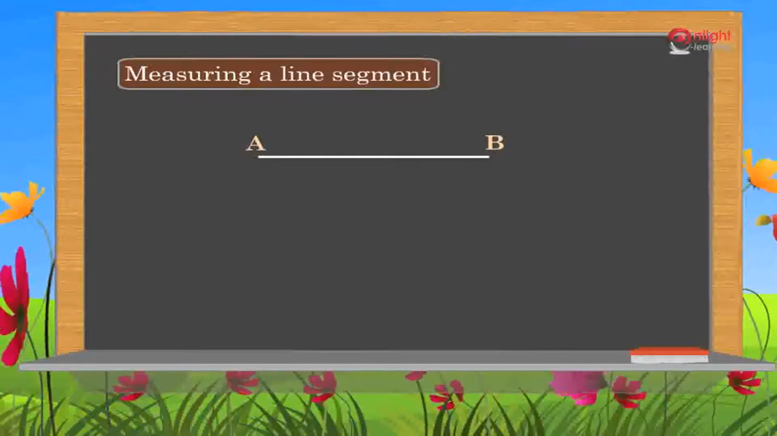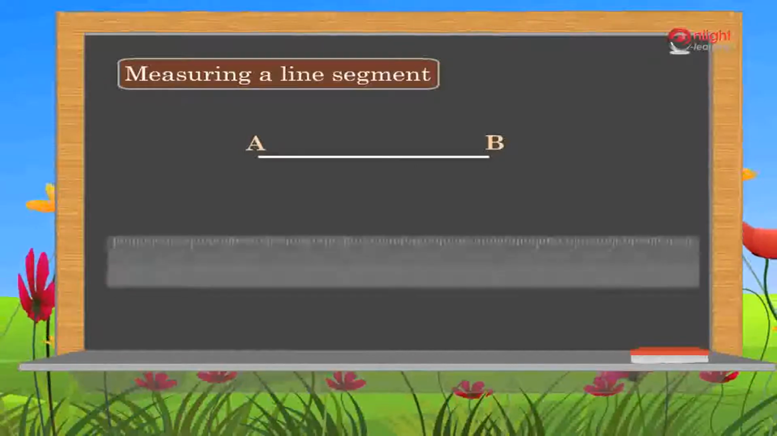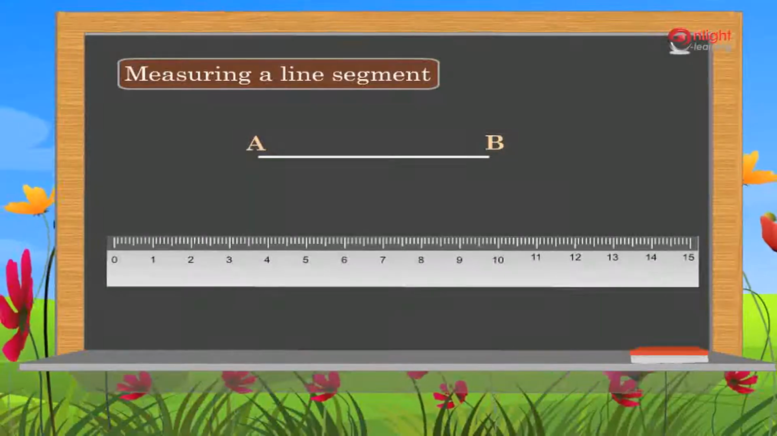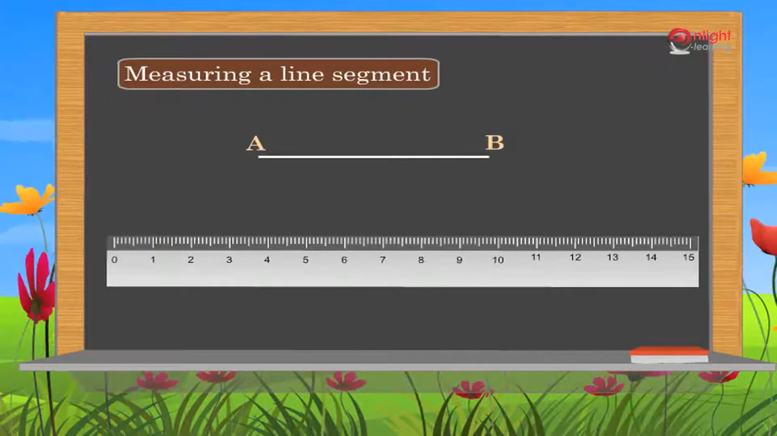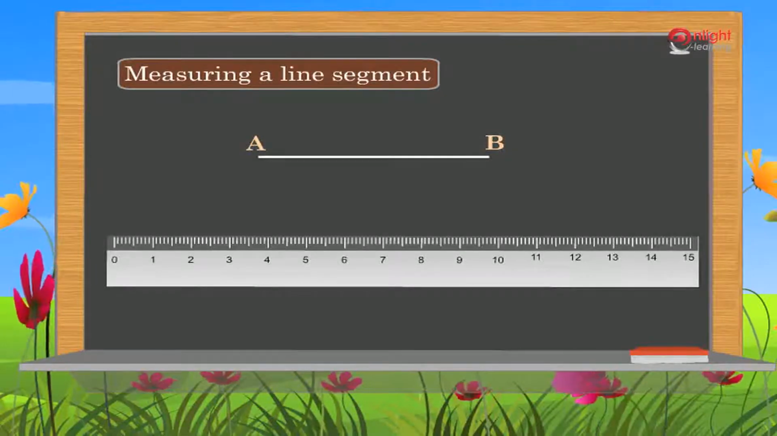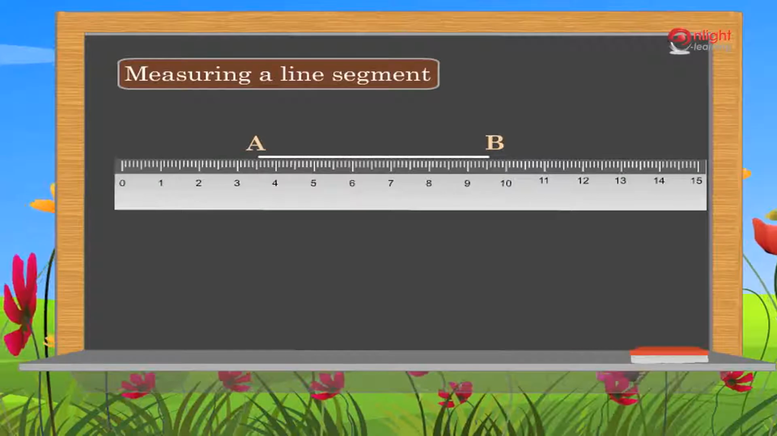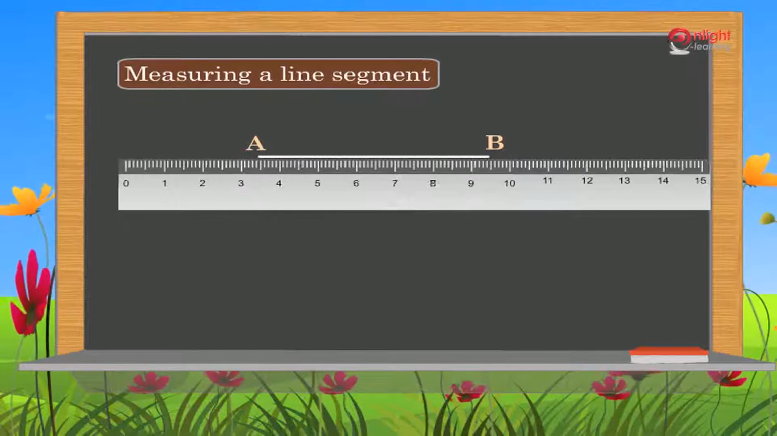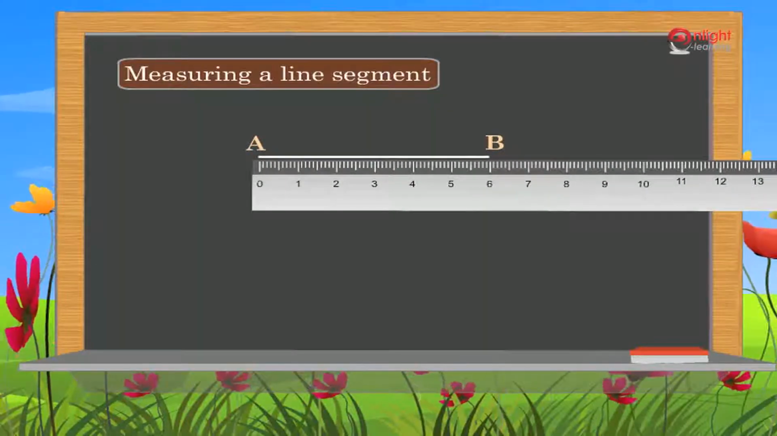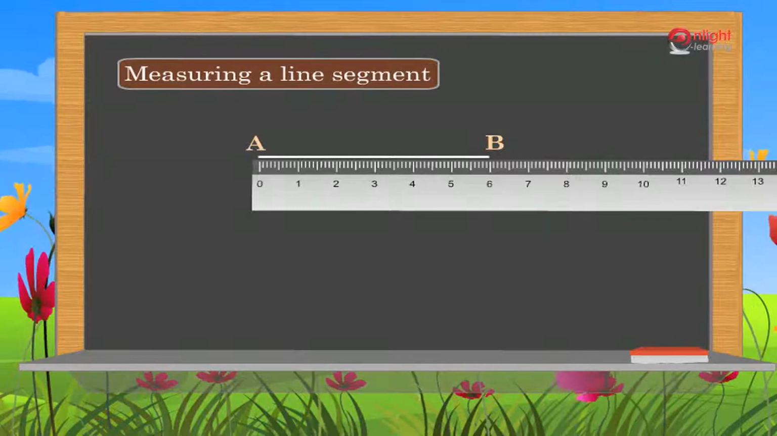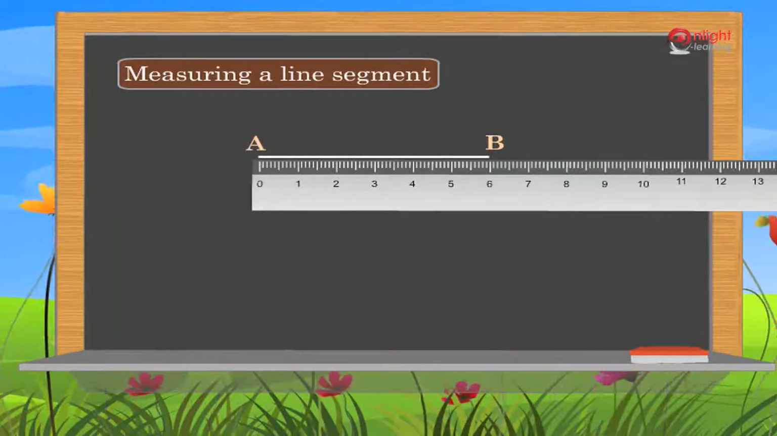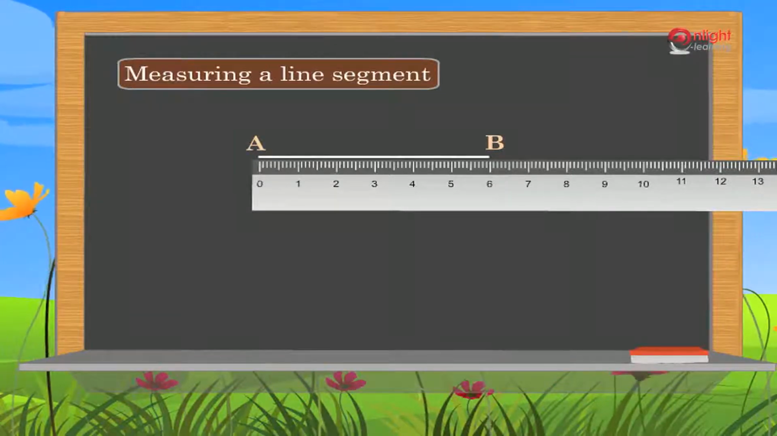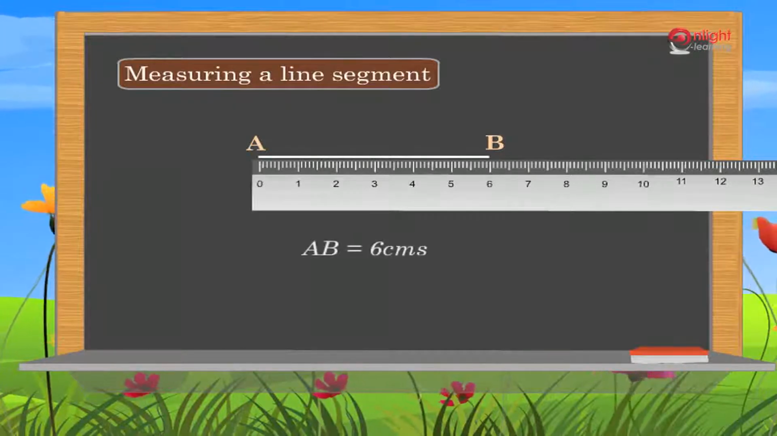To measure the length of the line segment AB, you need a ruler. A ruler has 0 to 15 centimeter markings on it. To measure a line segment: 1. Place the ruler along the line segment. 2. Adjust it so that the 0 mark on the ruler is at one end A of the line segment. 3. Read the ruler mark at the other end B of the line segment. 4. This gives the length of the line segment. AB equals 6 centimeters.